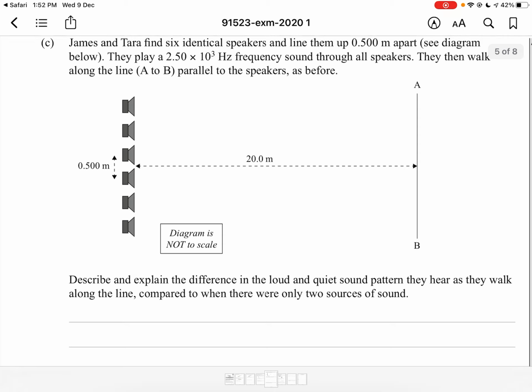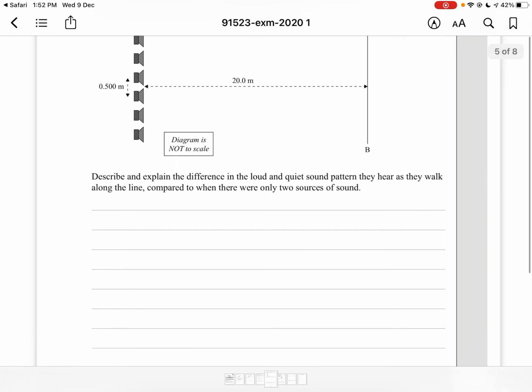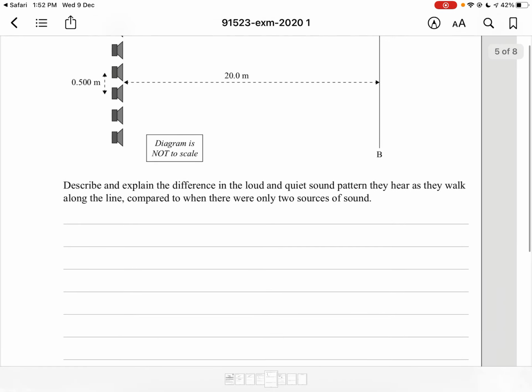Okay, so question C. James and Tara find 6 identical speakers and line them up 0.5 meters apart. See the diagram below. They play a 2500 Hz frequency sound through all the speakers. They then walk along the line A to B parallel to the speakers as before. Describe and explain the difference in the loud and quiet sound patterns they hear as they walk along the line compared to when there were only 2 sources of sound.